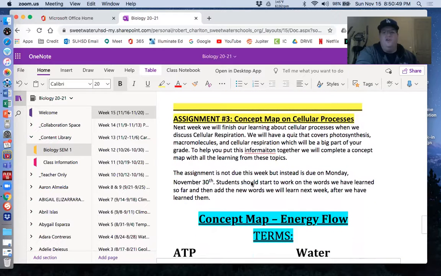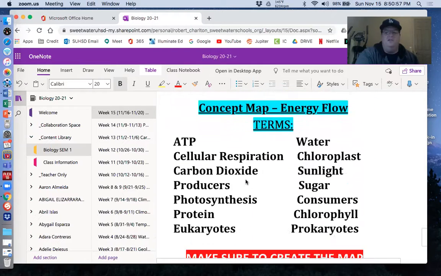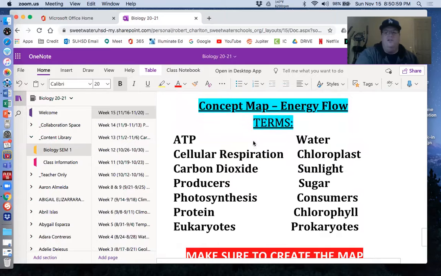And then again, your third assignment, I would just start it or get started on it, but you don't have to finish it this week, is the concept map. Now these terms on here for the concept map, all these listed right here, they come from photosynthesis. They come from the notes we're taking this week. And some of them are even going to come from the notes you're going to take next week. So you may not even know, like ATP. You're probably like, what is that?